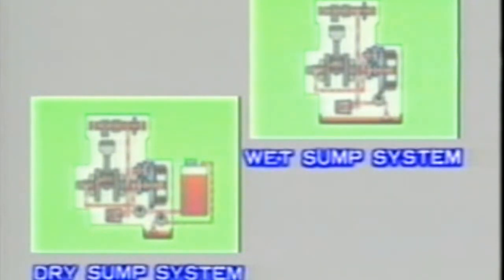Now let's look at the lubrication system for the four-stroke engine. Suzuki four-stroke engines use systems in which oil is stored in the crankcase and in which oil is stored separately in an oil tank. The first type is referred to as the wet sump system. The second type is the dry sump system. Most Suzuki four-stroke engines use the wet sump system.